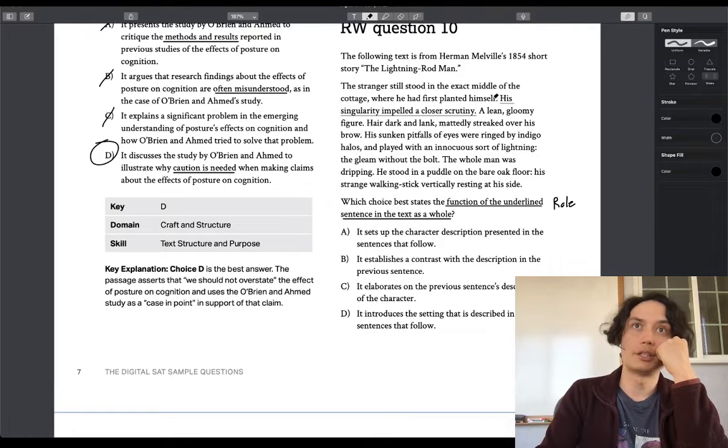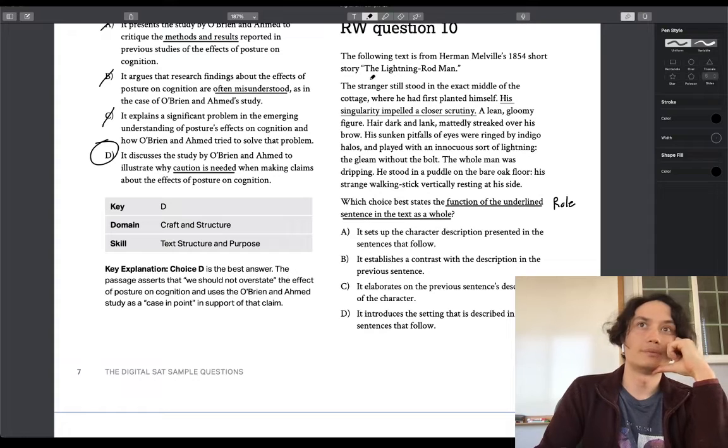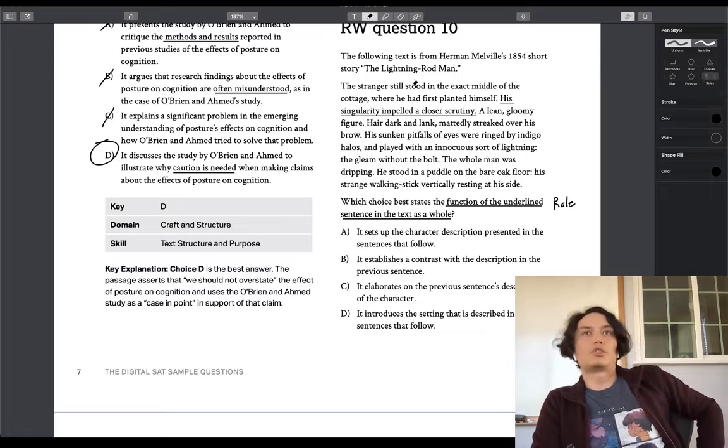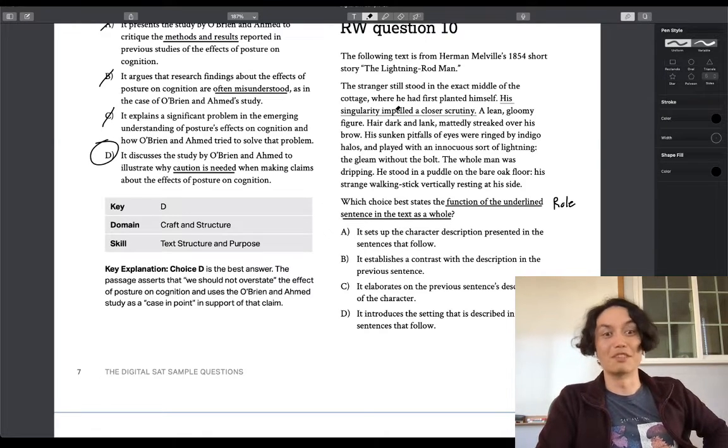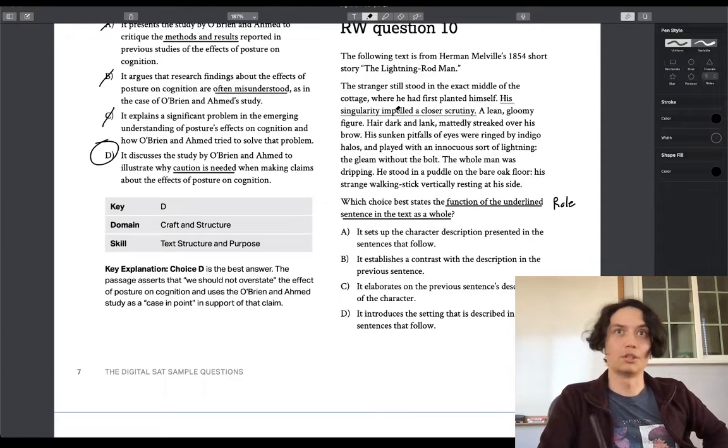And this is the claim right here. The stranger still stood in the exact middle of the cottage where he had first planted himself. The text is from Herman Melville's short story, The Lightning Rod Man. So there's the stranger. He stood in the exact middle of the cottage where he had first planted himself. His singularity impelled a closer scrutiny. That's the big sentence. His singularity, his weirdness. He's a weird looking guy, and that impelled a closer scrutiny. He was weird looking enough that you got to look at him even more because you're like, this dude is so weird. Let's look at him more.